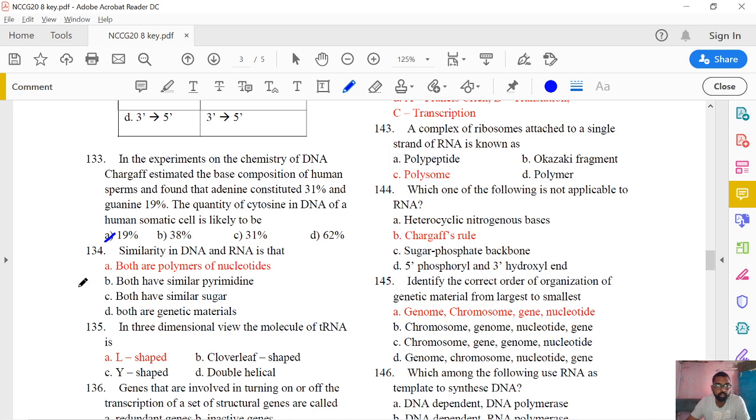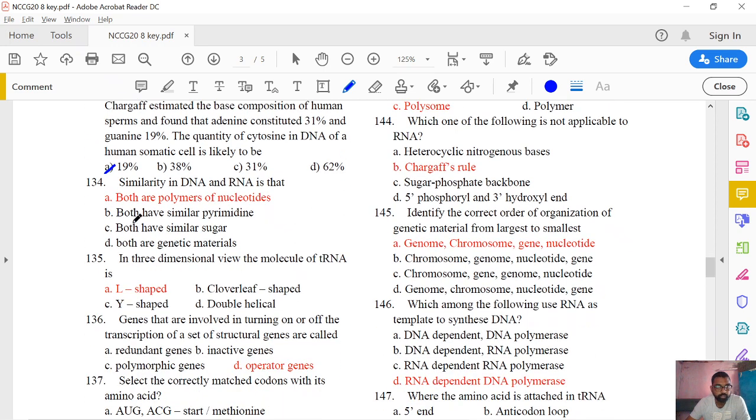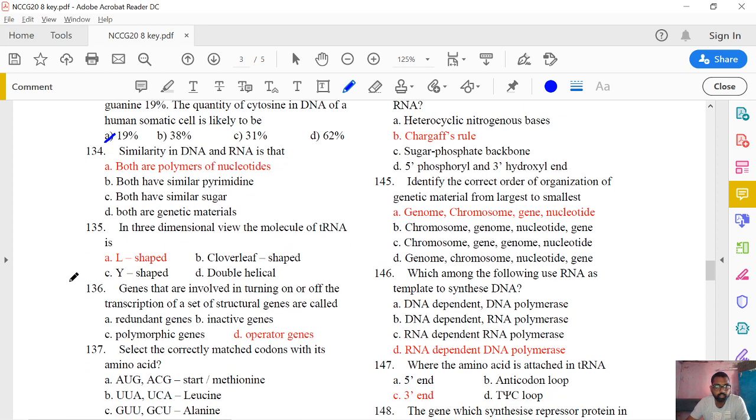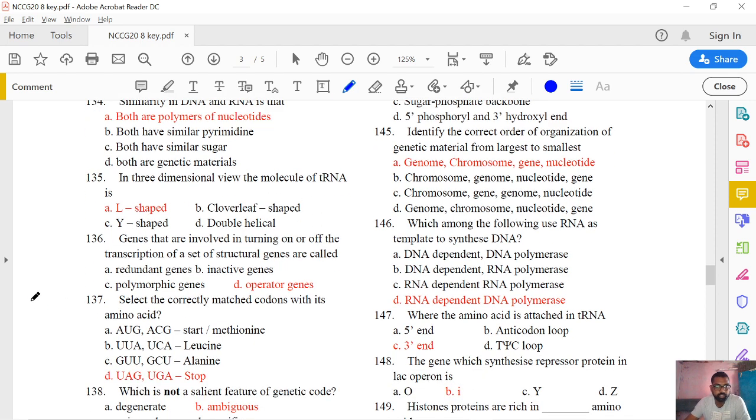Similarity in DNA and RNA is that both are polymers of nucleotides. They don't have the similar kind of pyrimidines, they don't have the similar sugars, and both are not genetic materials. DNA is a genetic material. In the three-dimensional view, the molecule of tRNA is L-shaped. The two-dimensional structure will be cloverleaf shaped. Genes that are involved in turning on and off are actually operator genes.